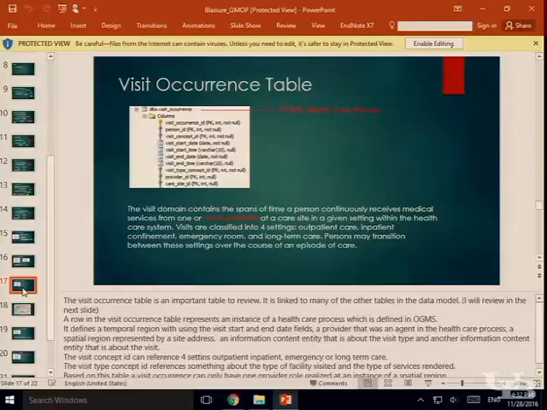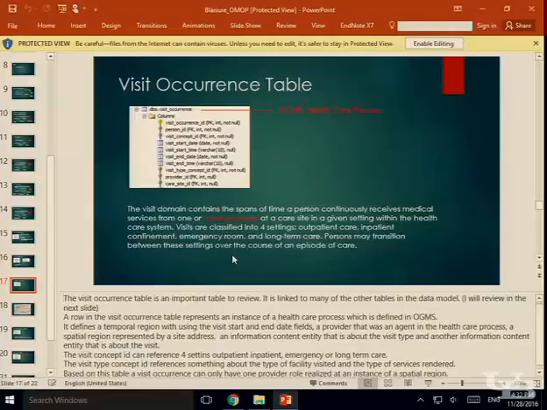So a row in this table represents an instance of a healthcare process. It defines a temporal region based on the visit start date, time, and end date, time. It also has a visit concept ID, which is a concept meant to capture what kind of facility it is. Well, not really facility. What kind of stay it is, I guess I would say. So you have 4 choices, which are inpatient, outpatient, emergency, and long-term. So again, not a great way to classify it.